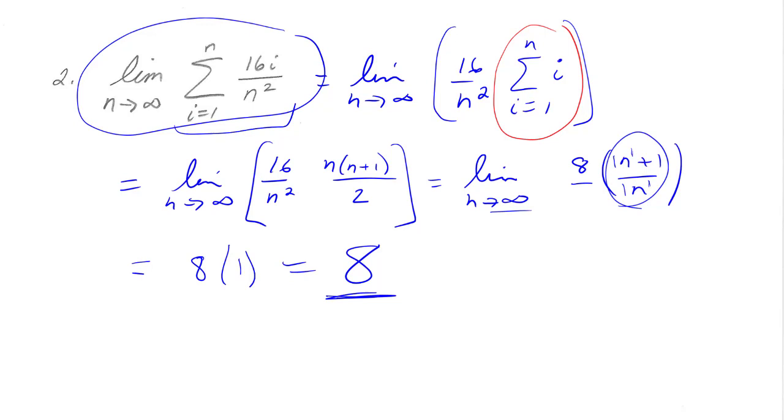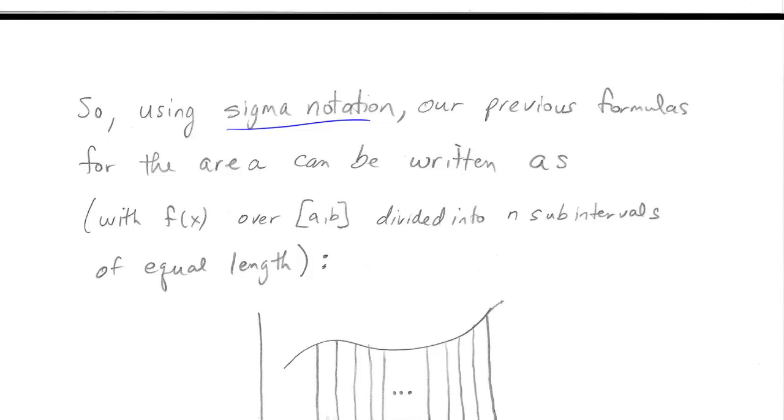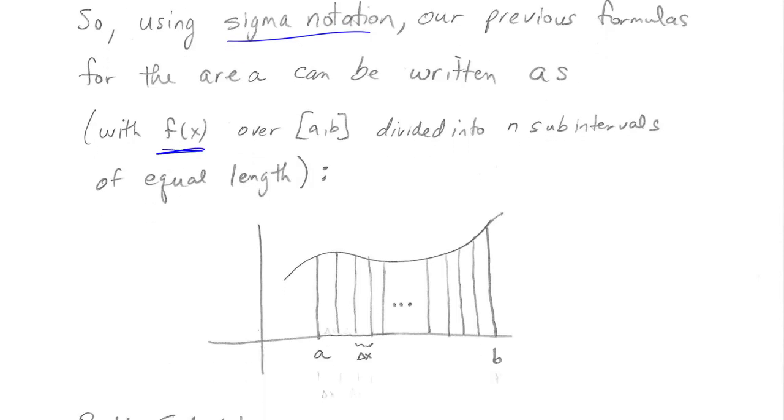In fact, we can bring this back to our area calculations. So we're going to use the sigma notation and get our previous formulas for the area. All right, so let's say we're looking at f of x over [a, b] divided into n subintervals, as shown in this picture here, where they each have a width of delta x.